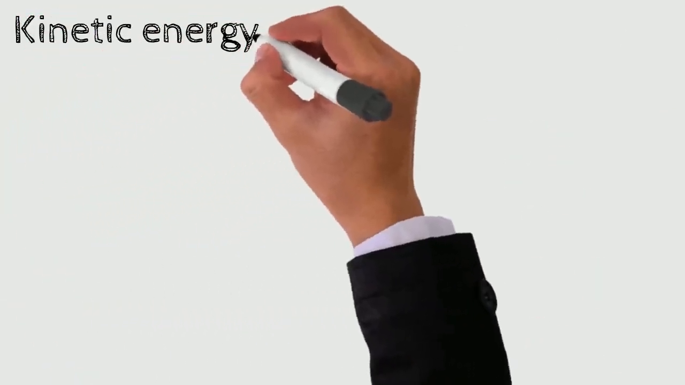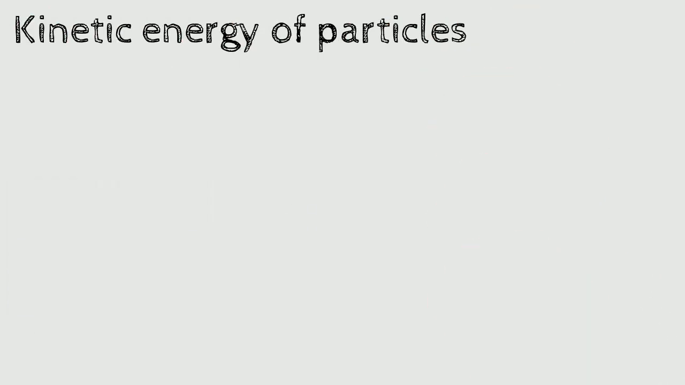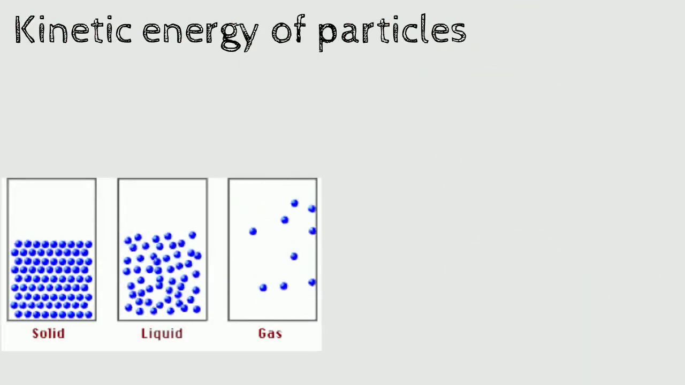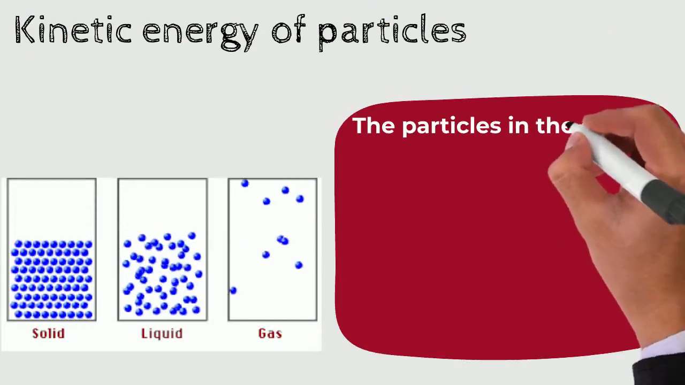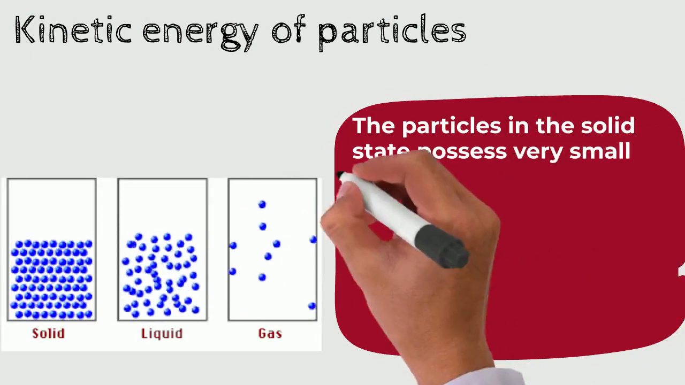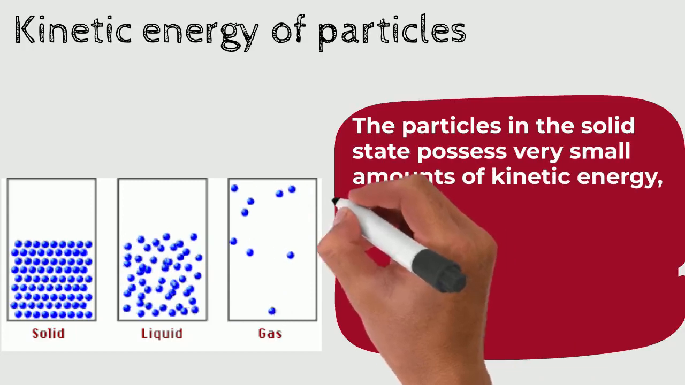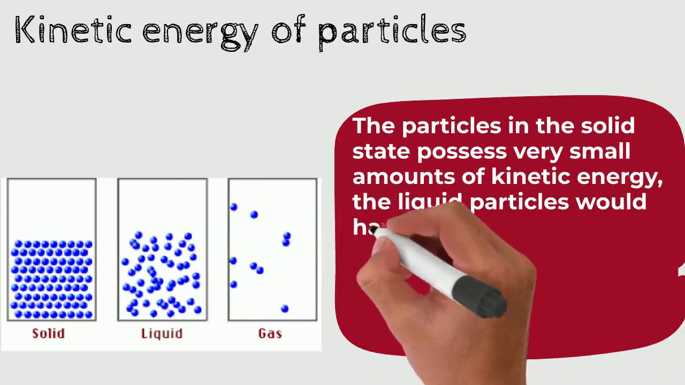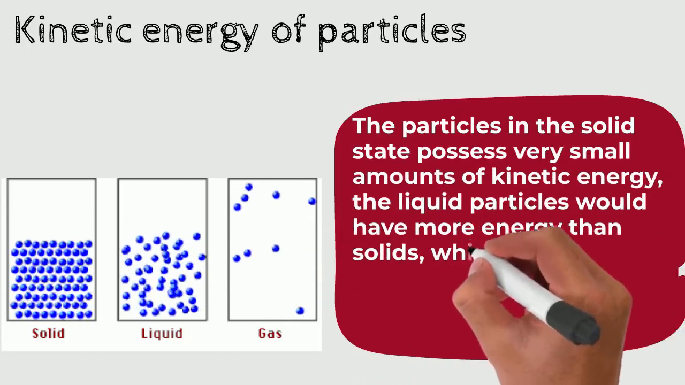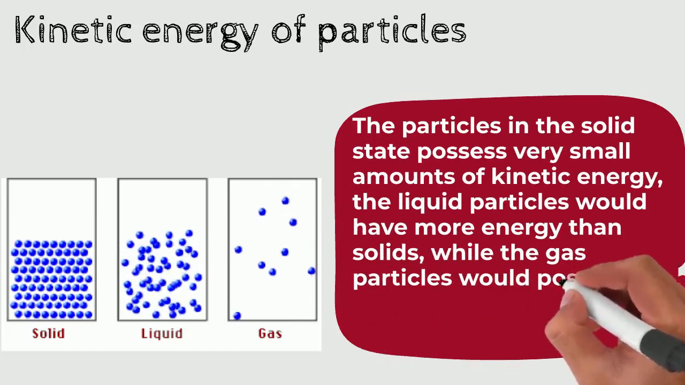The kinetic energy of the particles can also be used to differentiate between the three states of matter. The particles in the solid state possess very small amounts of kinetic energy. The liquid particles would have more energy than solids, while the gas particles would possess the largest amounts of kinetic energy.